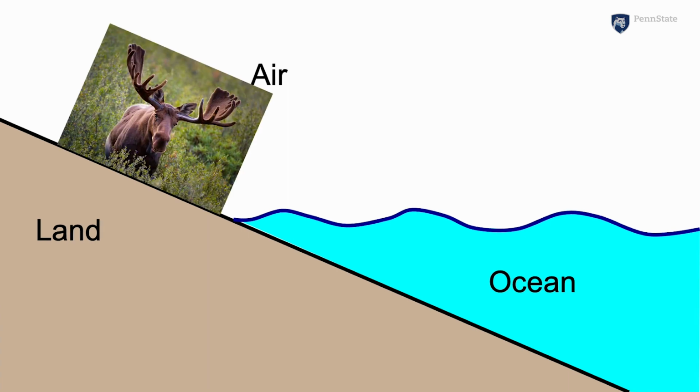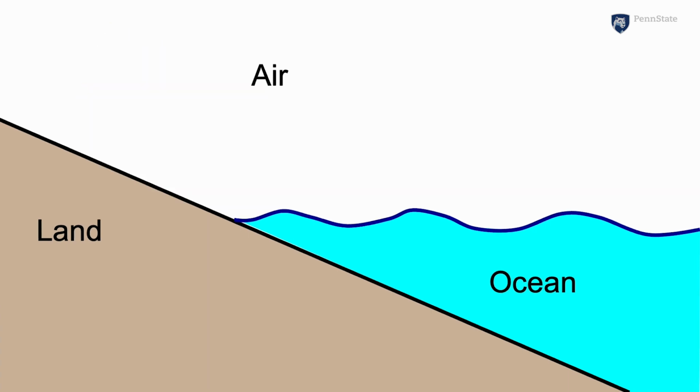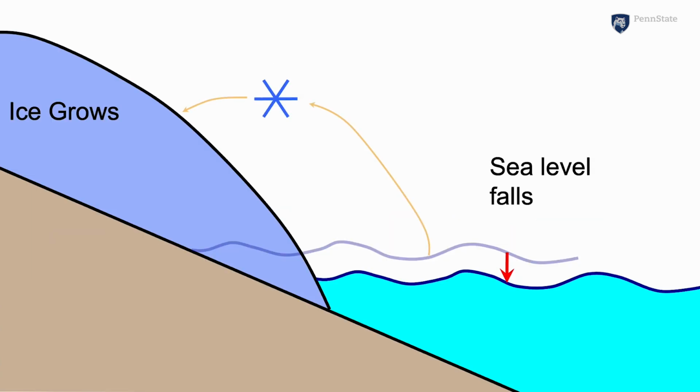You might find a moose on your land, or not. And at some time in the past, an ice age happened. Water that evaporated from the ocean fell as snow on the land. This lowered the ocean as the water was transferred into the ice sheet.